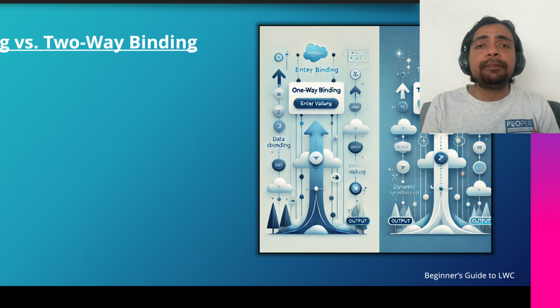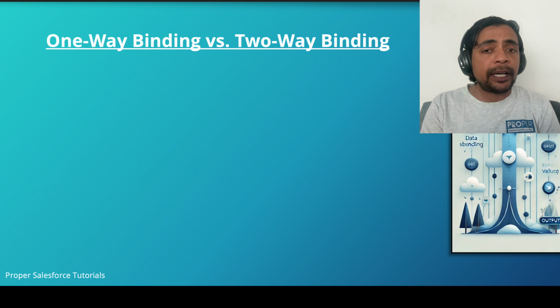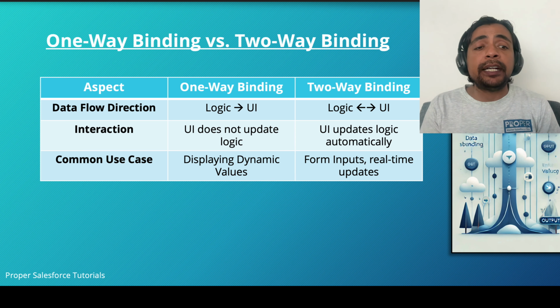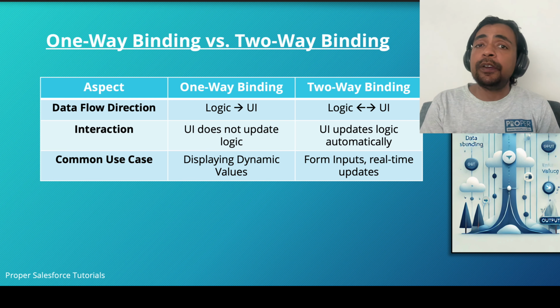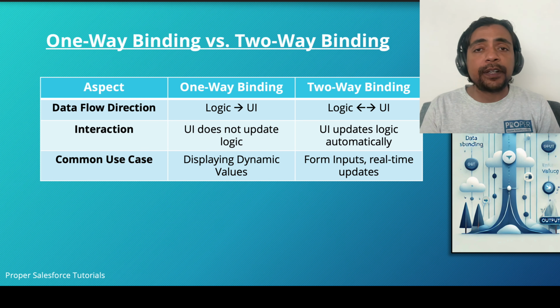Now let's differentiate between one-way and two-way data binding. If we talk about one-way data binding, the data flow direction is always from the logic to the user interface, that is from the JavaScript to the HTML.